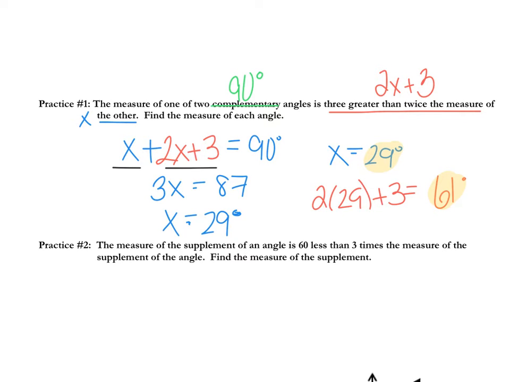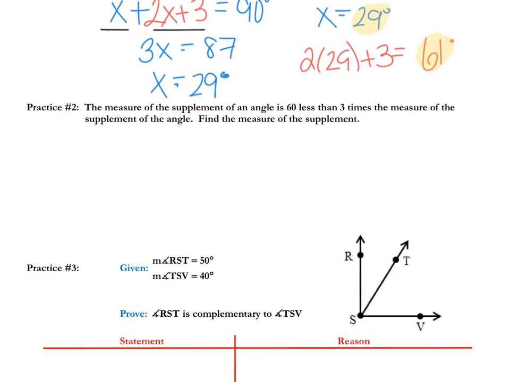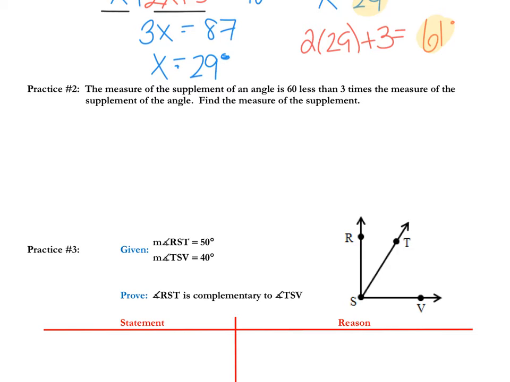Okay. All right, next example says find the supplement of an angle. So first of all, supplement means we add up to 180 degrees. The measure of one is 60 less than 3 times the other. And then here's my other.